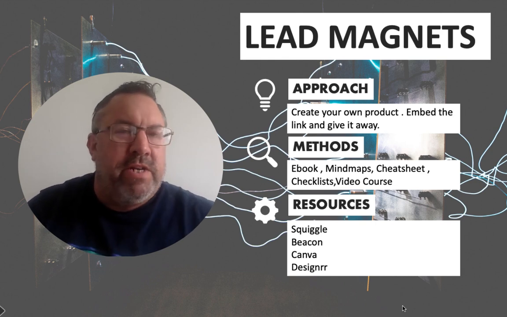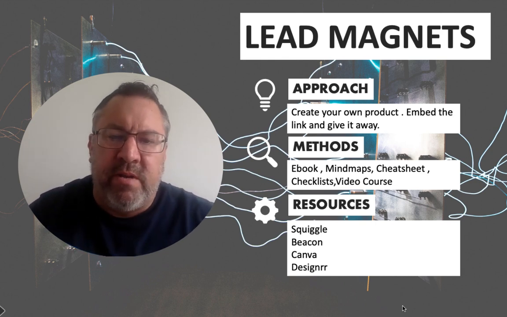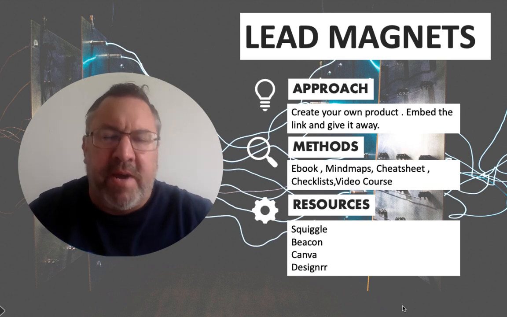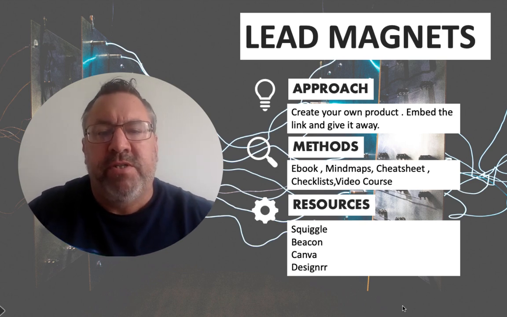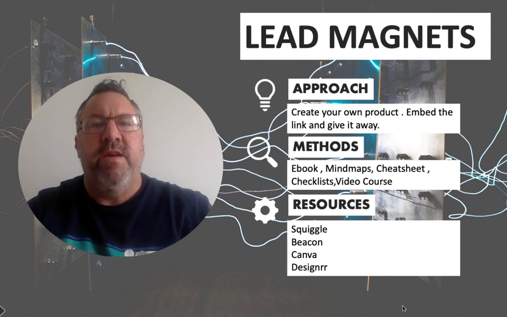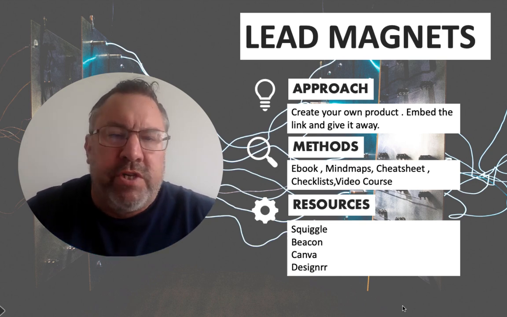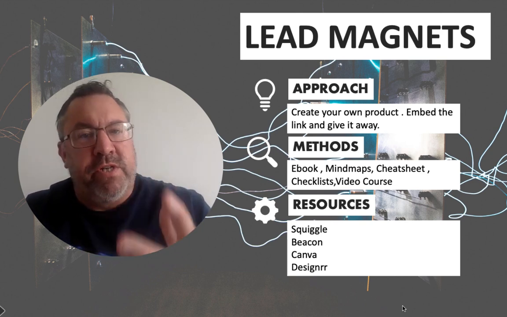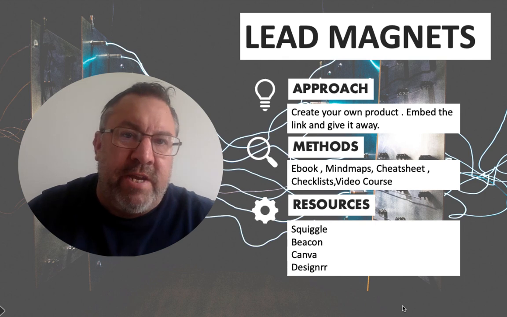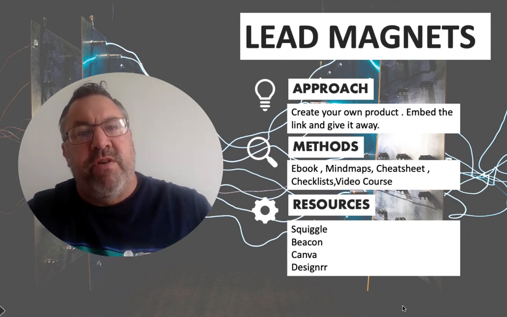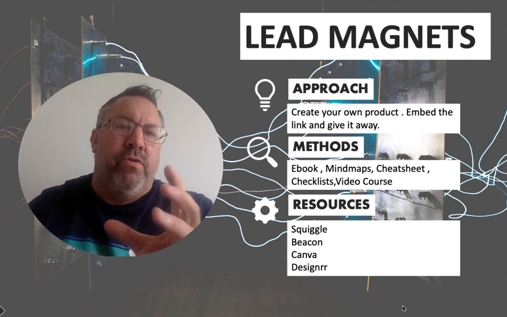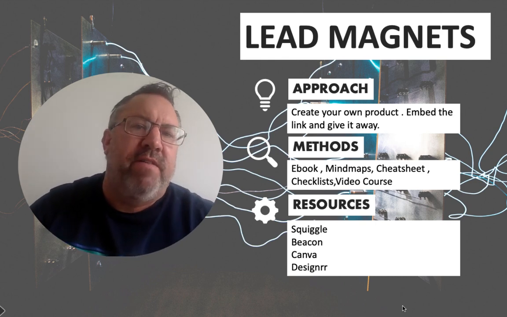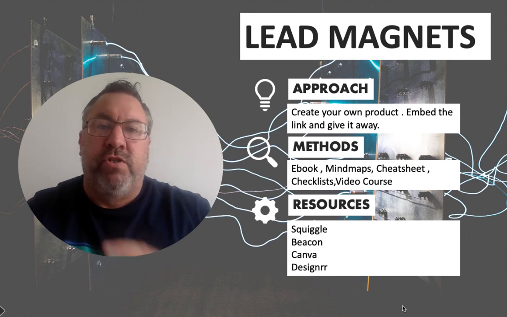Now, where you can actually go ahead and make these are sites like Squiggle, Beacon, Canva, Designrr. There's lots of different places out there. Some of these are paid services, but there's lots of different places you can go ahead and actually create ebooks. If you don't want to go ahead and create one, just go to a PLR site and you can get some PLR, which is material that you can actually go ahead and change and use as your base and then recreate something. So lead magnets you can do in conjunction with any of these other traffic sources I told you about, and it's a very, very effective way for actually getting people to join your lists.